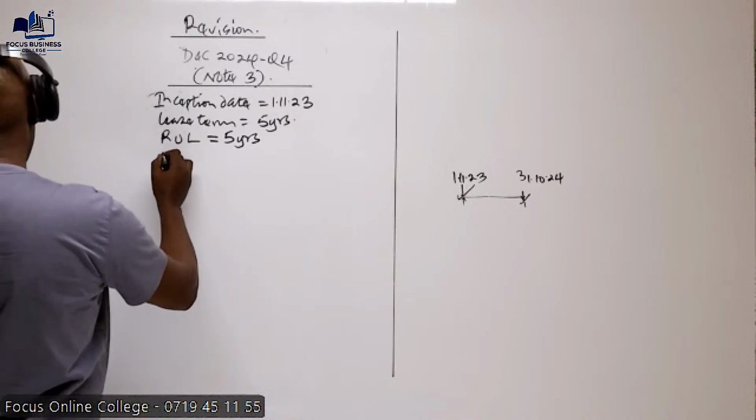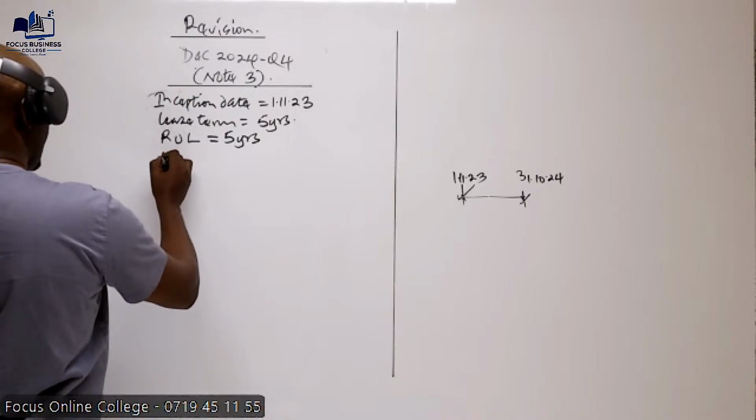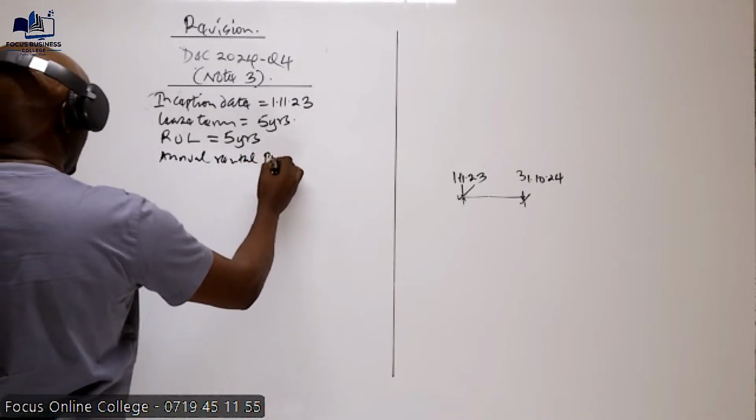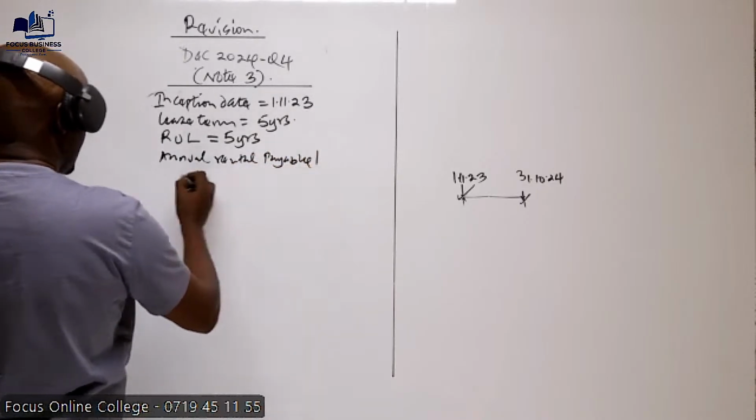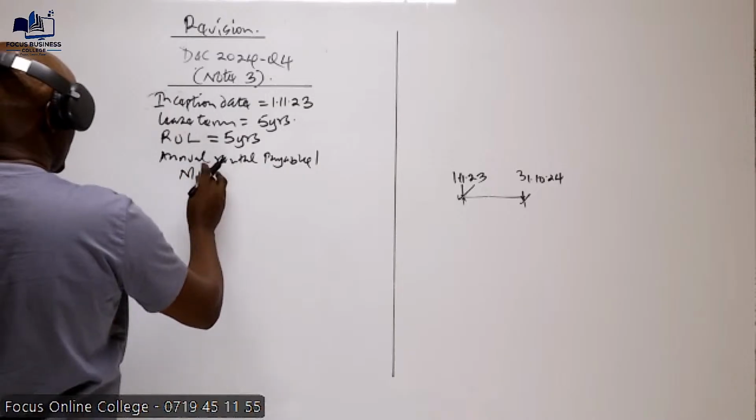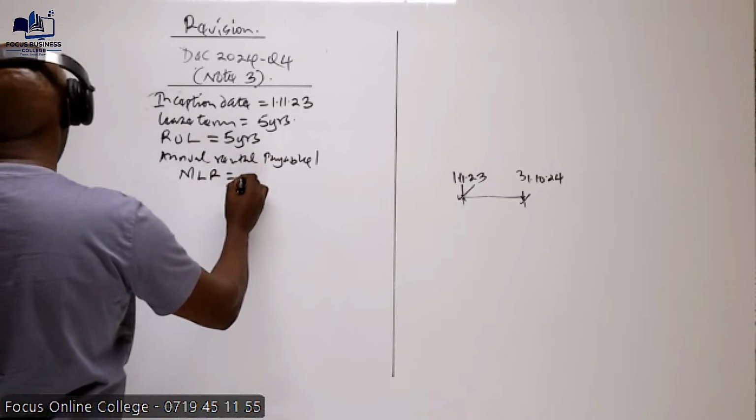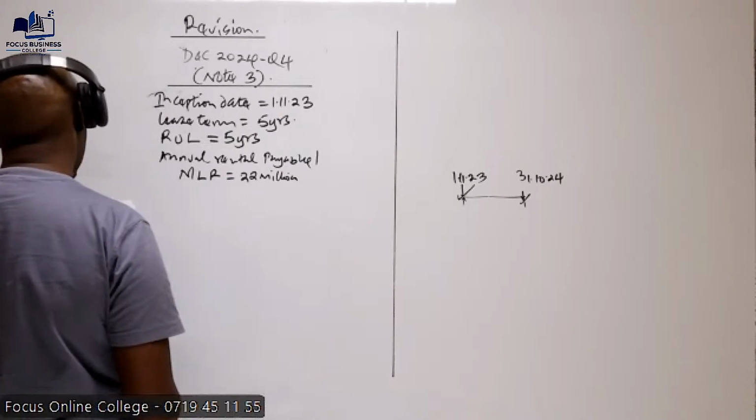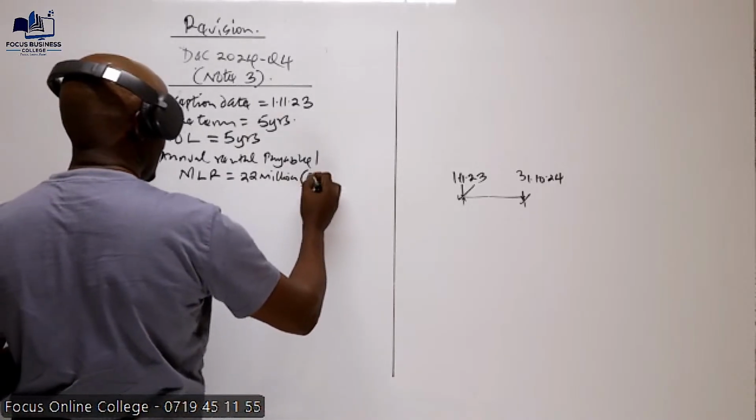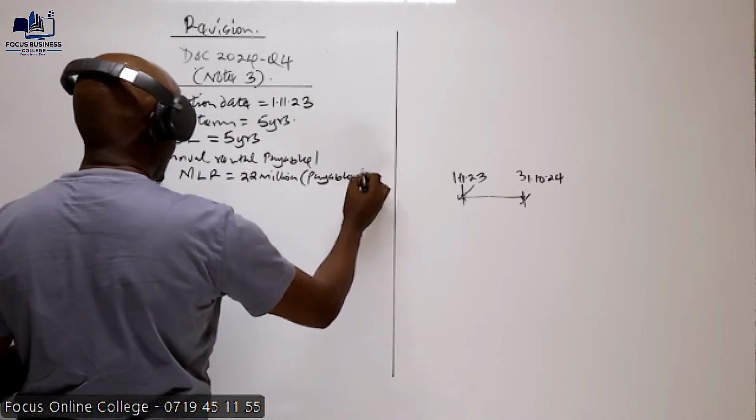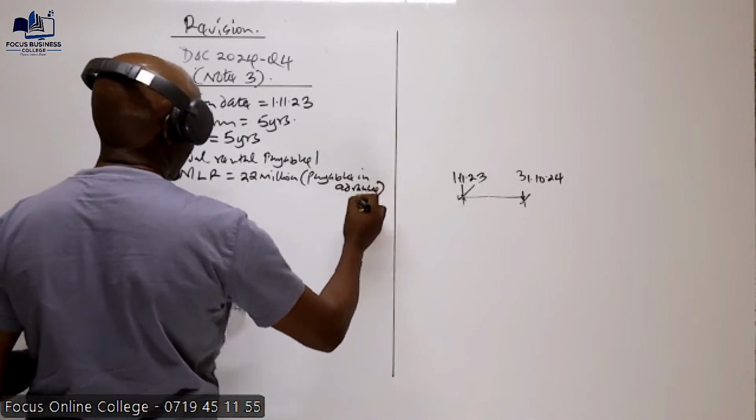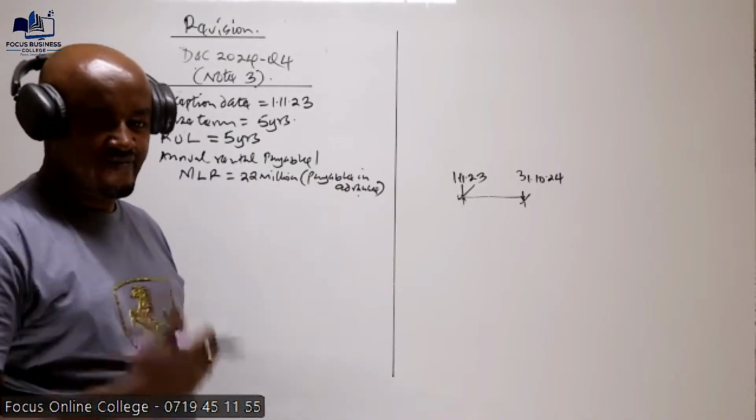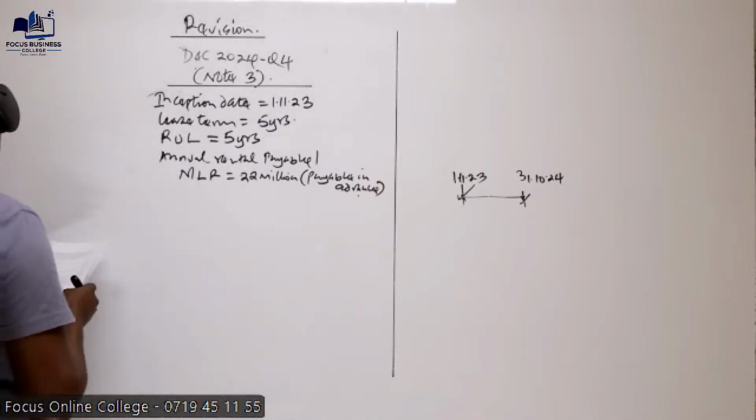And then you're given the annual rentals which are payable. Remember, we also refer to this as the minimum lease rentals. The minimum lease rentals which are payable are 22 million. And this one is payable in advance. This is very, very important because the minimum lease rentals may be payable in arrears, at the end, or in advance. So this one is payable in advance.